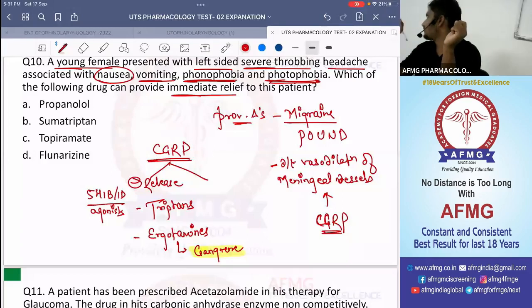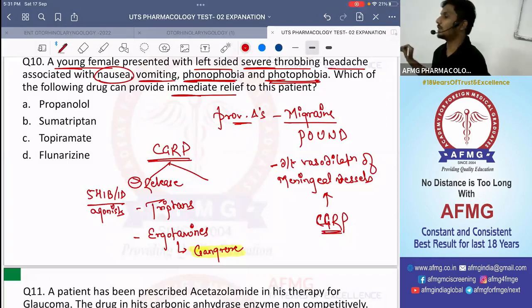Yes, ergot is very less likely to be used, not in practice nowadays at all. Apart from this, we have the 5-HT 1B 1D agonists, which will lead to vasoconstriction. Remember, when these meningeal vessels are dilated, they will irritate the meninges and that will cause headache in the patient. Therefore we need to do vasoconstriction.